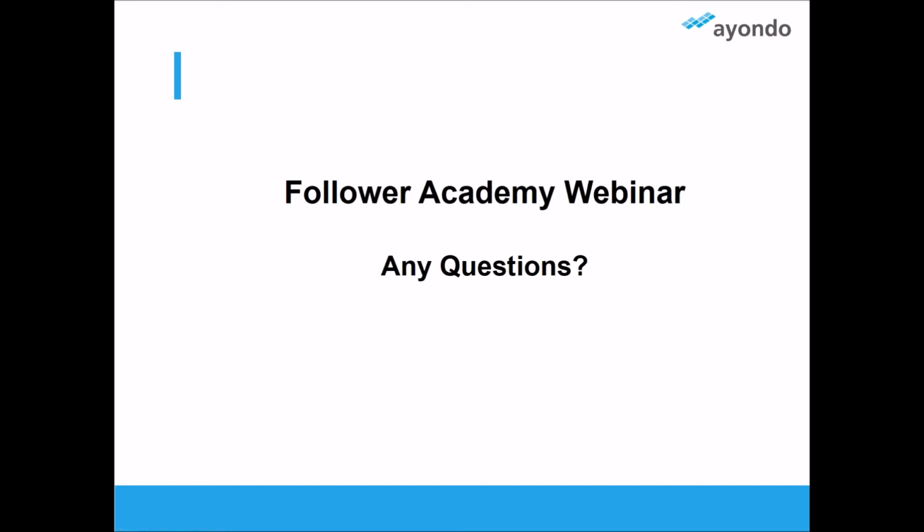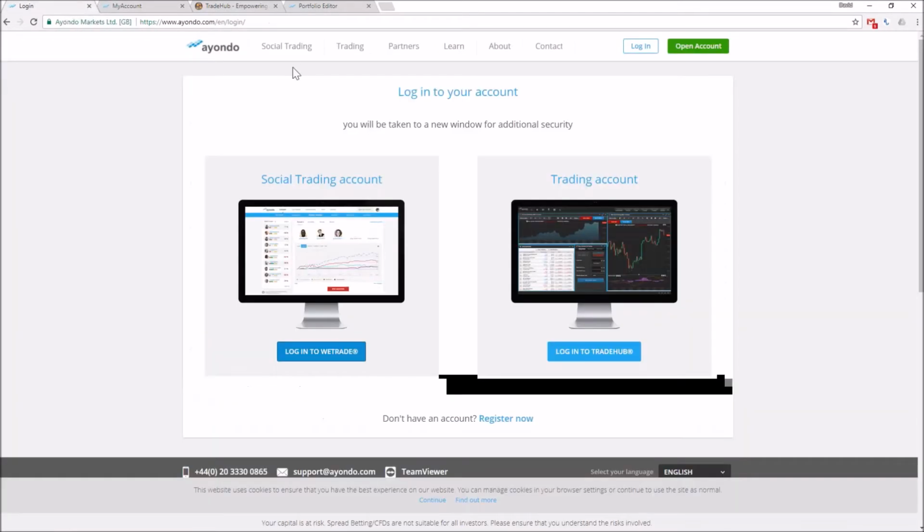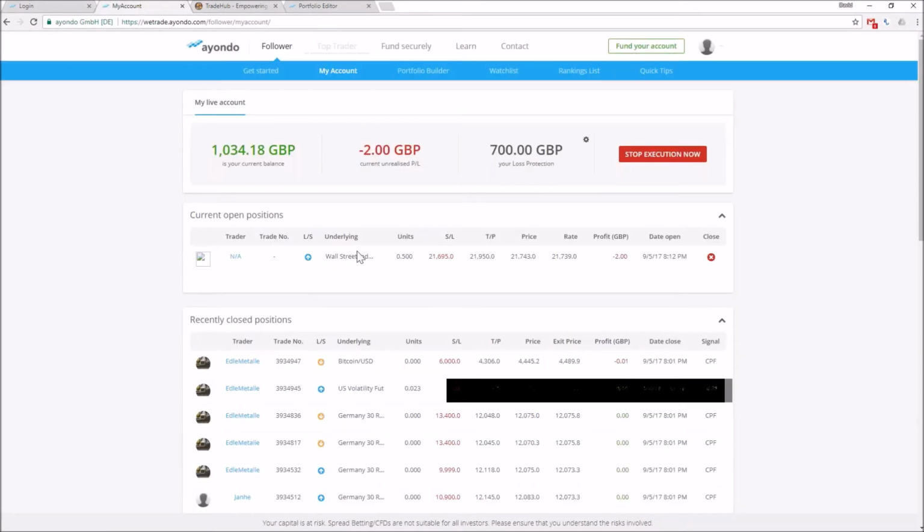But for me, the main part of social trading is that sort of high-level view, starting off here. Oh, actually, you can see, my trade has come up in my high-level view. Trader NA, because it's me who's actually done the trade, and there's my position. Bought at 21,743. Stop at 695, and you can see my P&L, my massive P&L, updating there in real time.